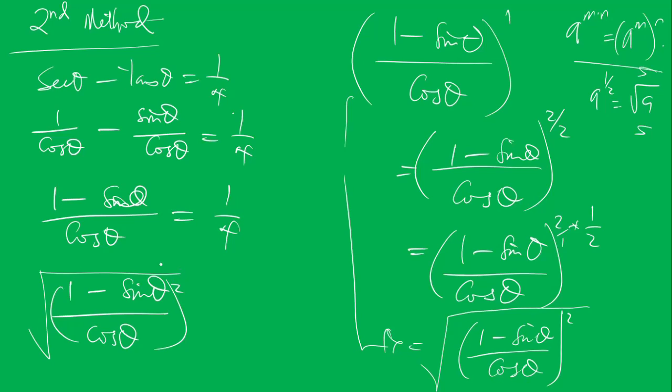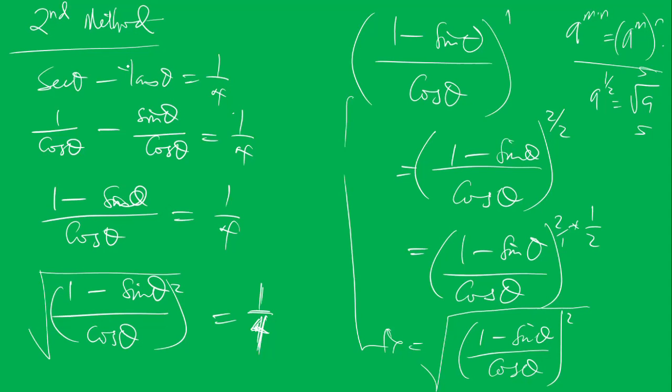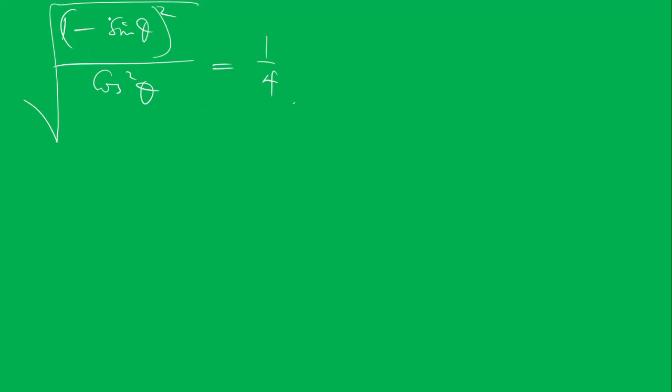Now squaring this, this is the same thing as 1 over 4. So now we will have 1 minus sine theta squared all divided by cos squared theta, all square root, is equal to 1 all over 4. So now the whole of this, you have, from our explanation the other time.